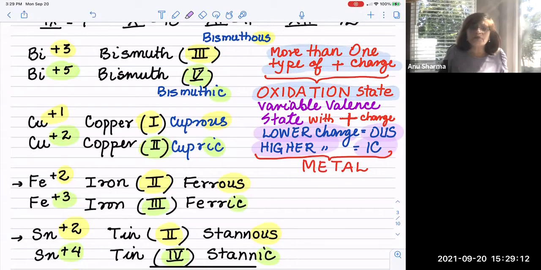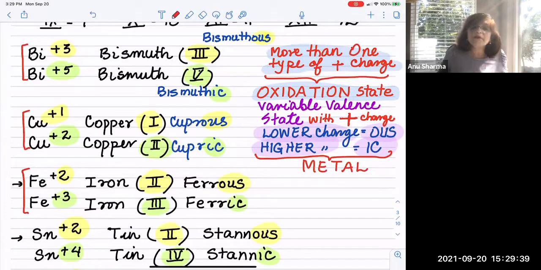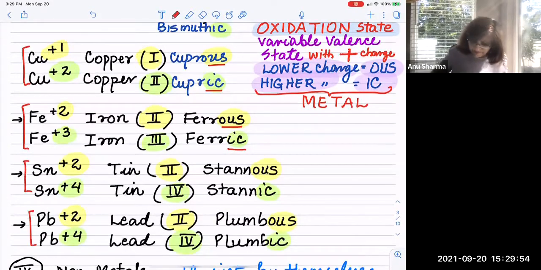Iron, similarly: the lower oxidation state is +2 and the higher oxidation state is +3. So the lower oxidation state is ferrous and the higher oxidation state is ferric. You should not get confused that -ous is always lower and -ic is always higher. No, the -ous and -ic apply with respect to the specific atom. So here copper +1 is cuprous, but iron +2 is ferrous. Copper +2 is cupric, but iron +3 is ferric. You see that? So -ous and -ic are with respect to the specific element.